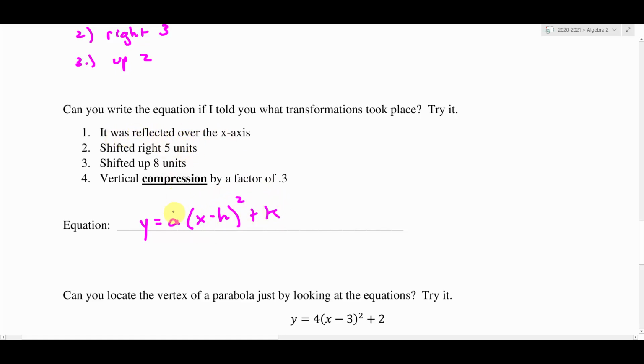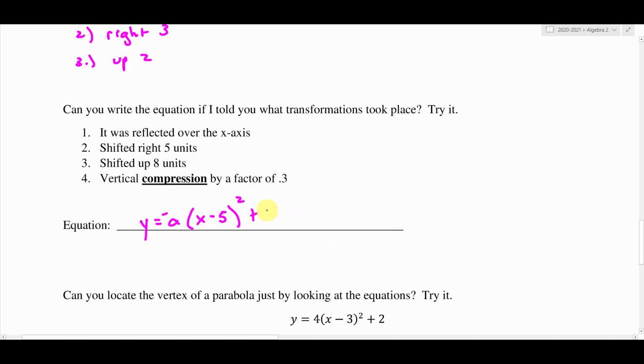So it says it was reflected. No problem. That means it needs a negative. It was shifted right 5 units. No problem. That means h would have to be a minus 5. So I'm going to make sure it says minus 5 inside of the parentheses. It was shifted up 8 units. So that means I'm going to change the k to an 8.